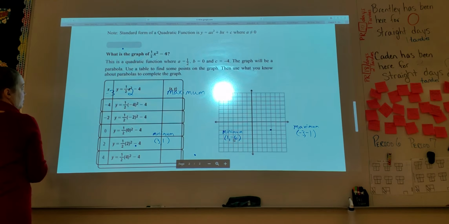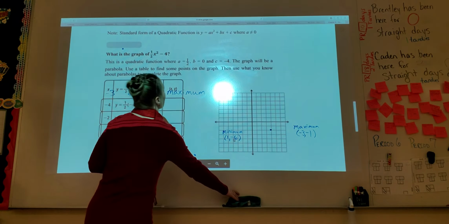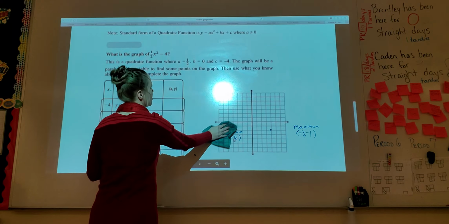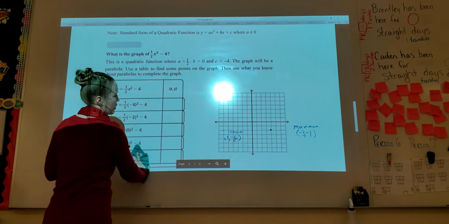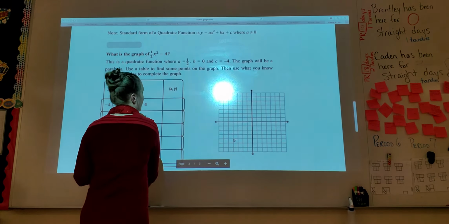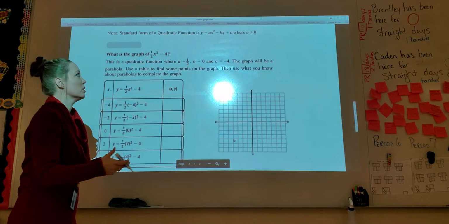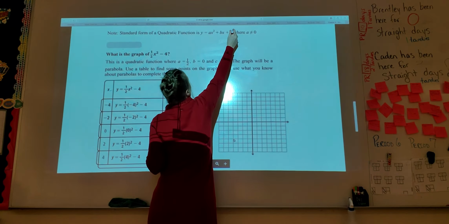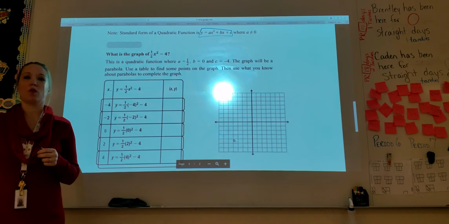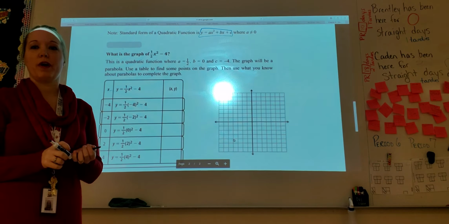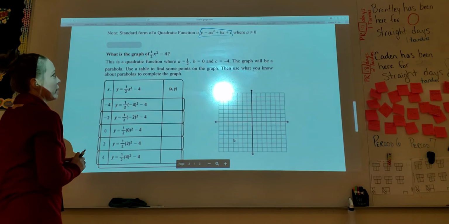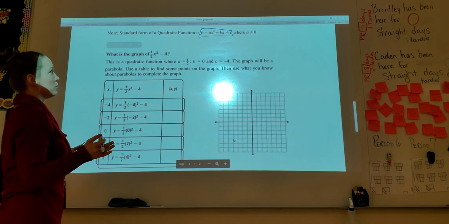At the very top it says, note that the standard form of a quadratic function is y equals ax squared plus bx plus c, where a is not equal to 0, meaning you have an x squared in your equation. So this right here is pretty important. You may want to highlight that. This is what we've been dealing with when we were factoring and solving by factoring. So we had that equation. Just wanted to point that out to you.